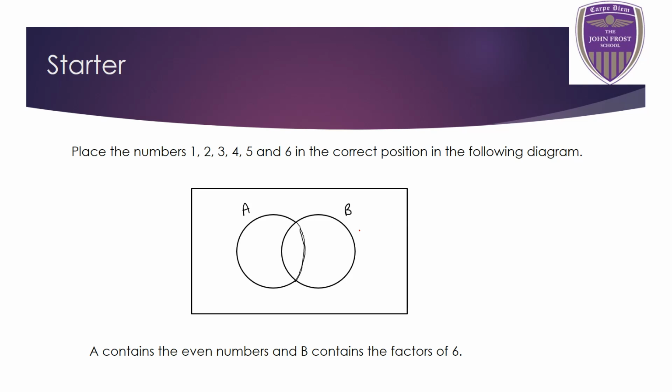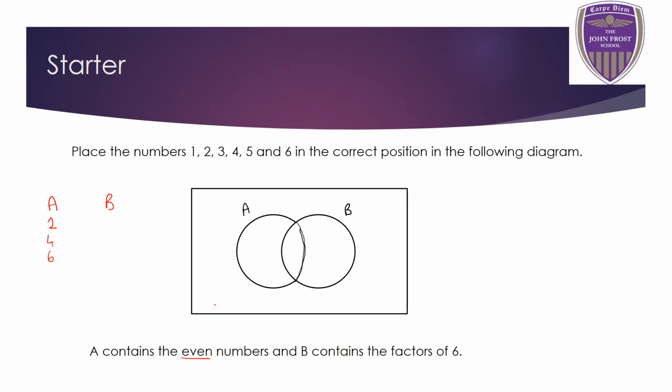Welcome back. So we're being told here that A contains the even numbers. So what do I know about even numbers? Well, they are multiples of 2. So they're 2, 4, and 6. So the numbers 2, 4, and 6 must be placed in the circle which has got the label A.